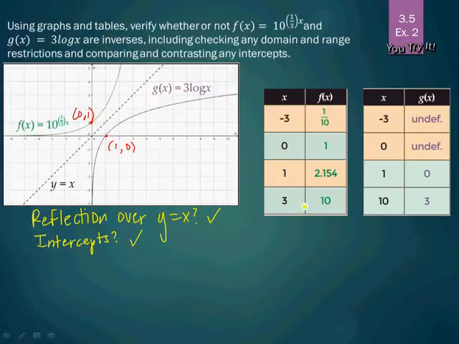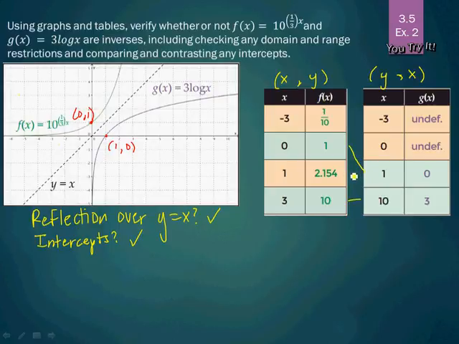And now let's look at our table. We're looking for, again, values where (x, y) will become (y, x). So I see here (0, 1) and (1, 0) match. So do (3, 10) and (10, 3). Those both would qualify for an inverse function, but the other ones actually do not.